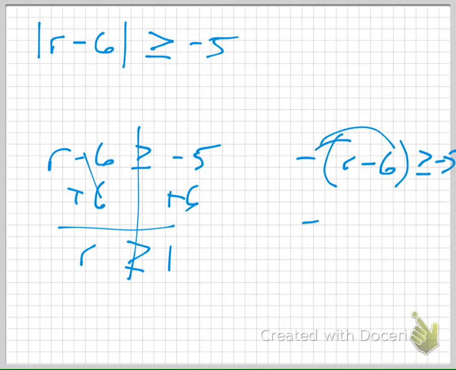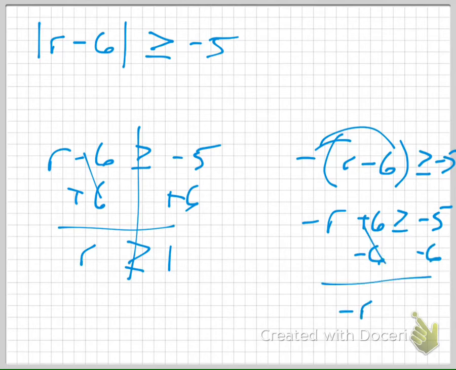And the other one: negative r plus 6 is greater than or equal to negative 5. Minus 6, minus 6. Negative r is greater than or equal to negative 11. Flip everything: r is less than or equal to 11.